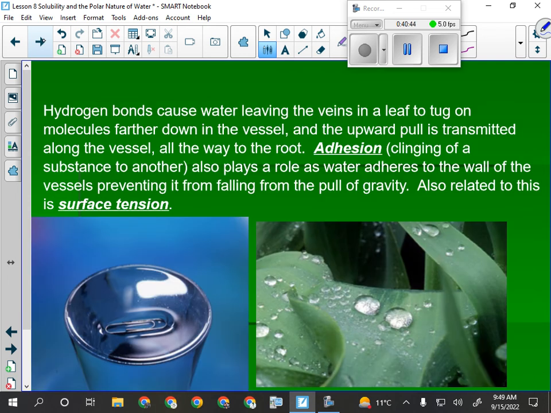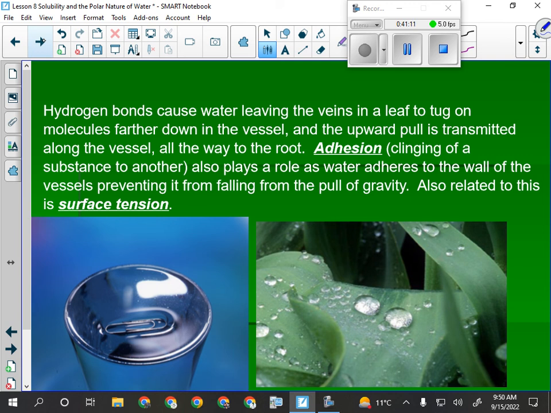Other examples of surface tension. I had one afternoon where I tried this for like an hour and a half. It's an hour and a half of my life I'll never get back, and I wasn't able to do it. But apparently you can lower a paper clip onto the meniscus, the surface tension of a glass of water, and have it sit there. If you've ever seen dew sitting on the leaf of a plant, that's because of hydrogen bonding.